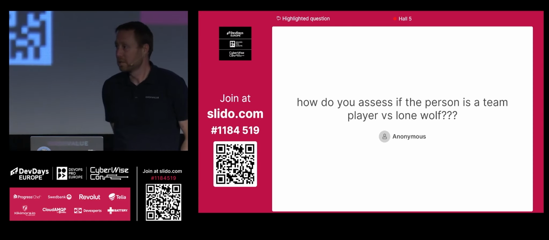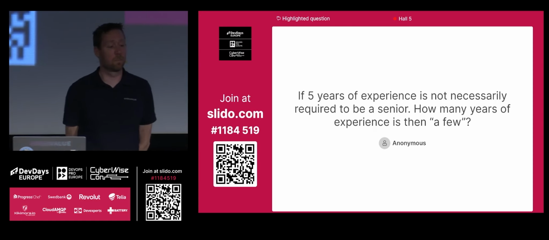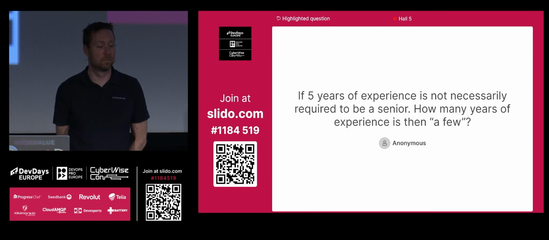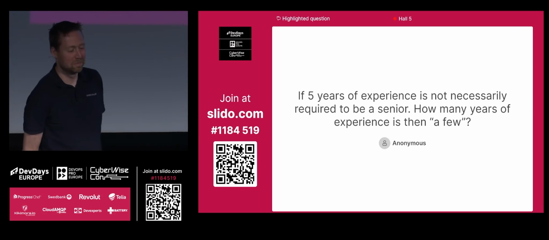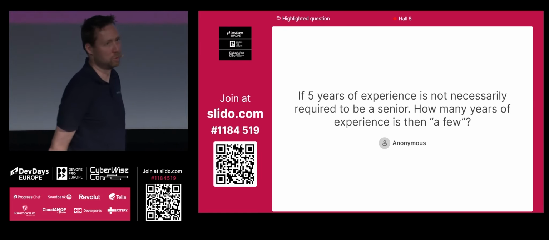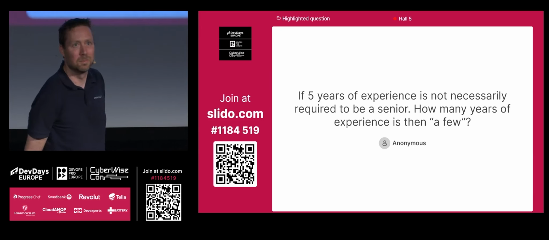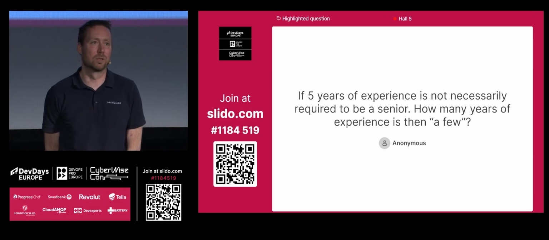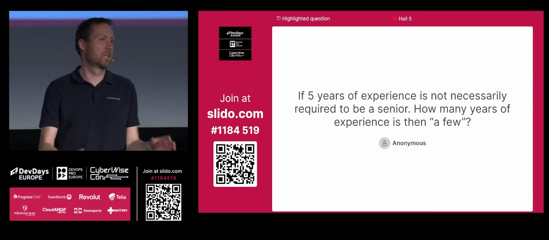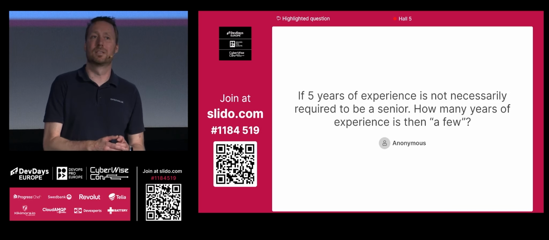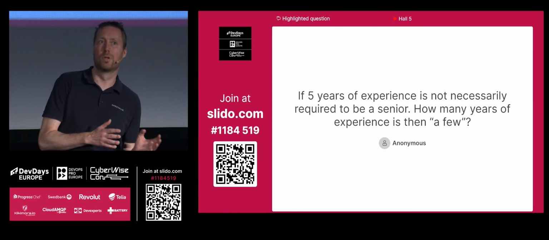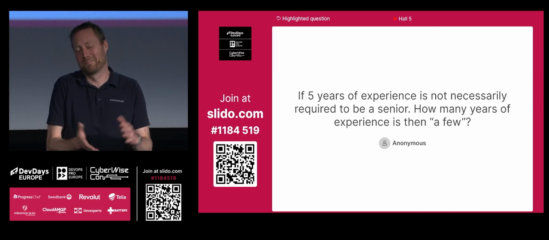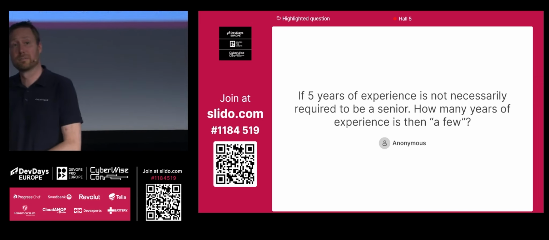Yeah, makes sense. The next question is, if 5 years of experience is not necessarily required to be a senior, how many years of experience is then a few? That's a good question. So 3 or 4, I would say. I think that's also what suggested. They couldn't put an exact number on it, just that the number of years of experience was not a really good predictor beyond the first few years. So it's somewhere between 2 and 5.